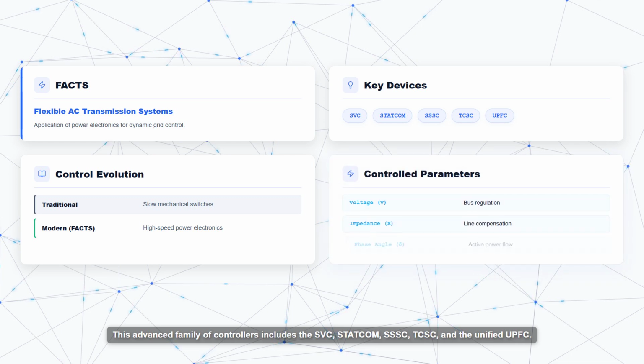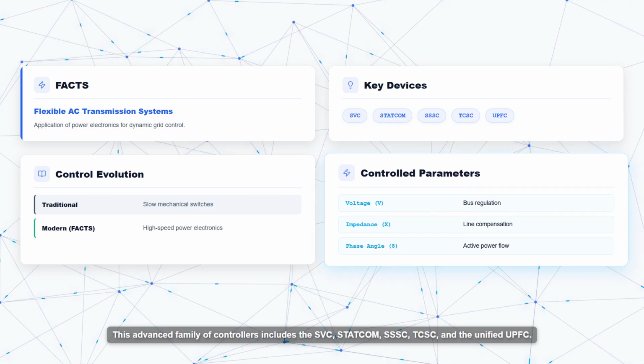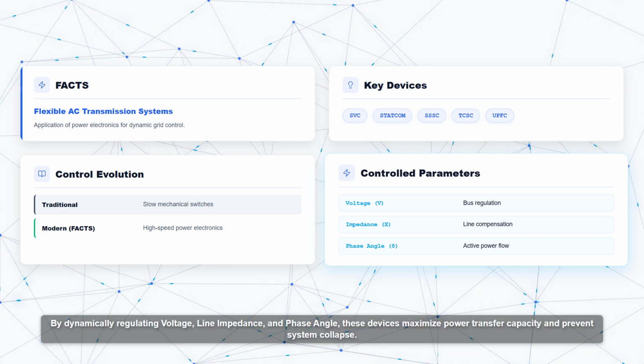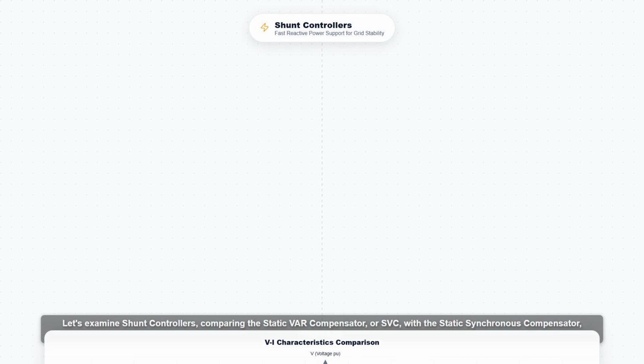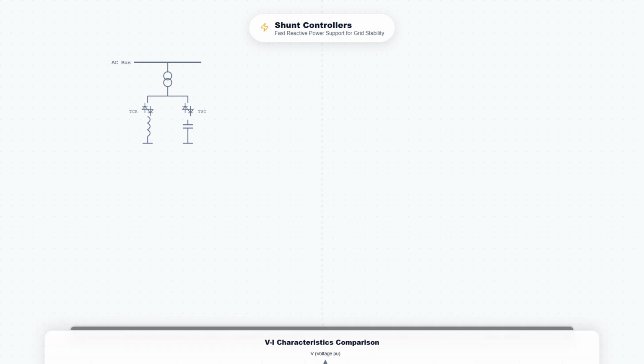This advanced family of controllers includes the SVC, STATCOM, SSSC, TCSC, and the unified UPFC. By dynamically regulating voltage, line impedance, and phase angle, these devices maximize power transfer capacity and prevent system collapse. Let's examine shunt controllers, comparing the static VAR compensator, or SVC, with the static synchronous compensator, STATCOM. Both provide fast reactive power support to maintain voltage stability, but their operating principles differ significantly.